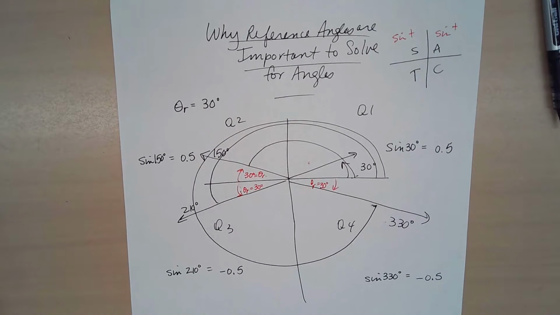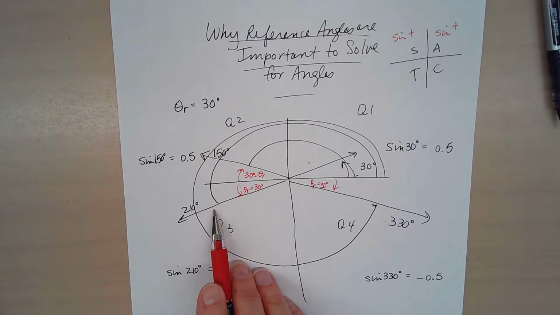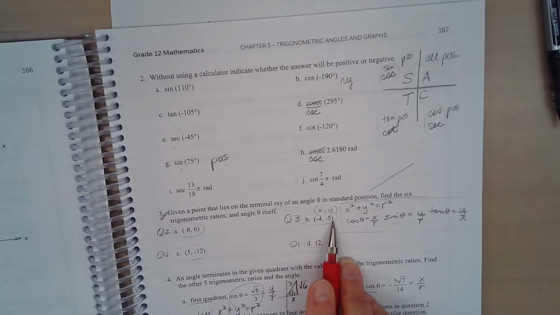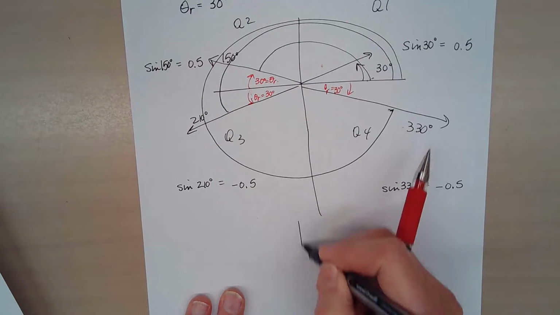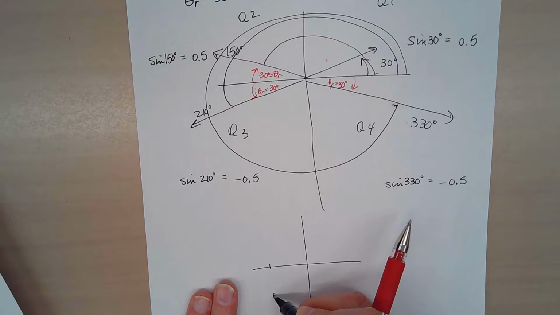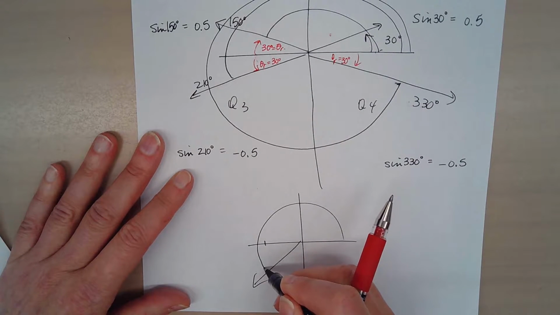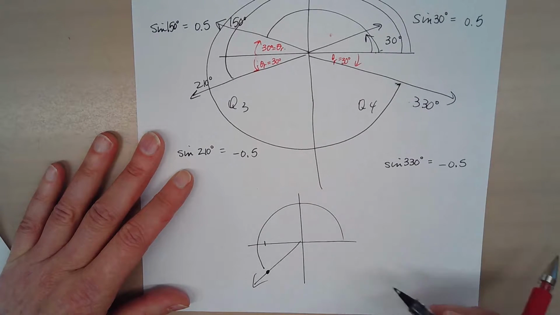So what we're saying is, I can't draw a triangle with an angle of 210 degrees, right? So when we were given this point, -4, -5, and we said find all the trig ratios, and solve for the angle, well, here's the terminal arm. The angle itself is this angle, right? I can't draw a triangle with that angle measure, right?